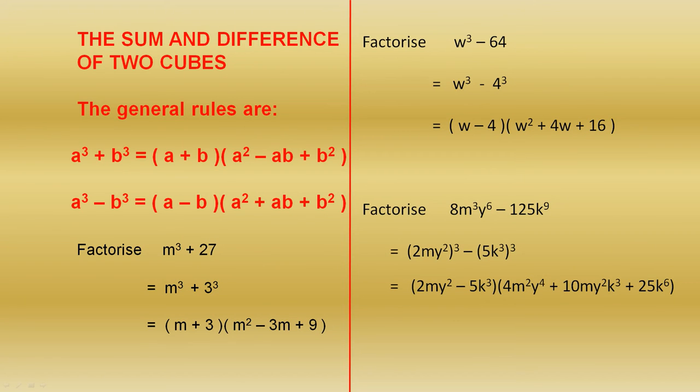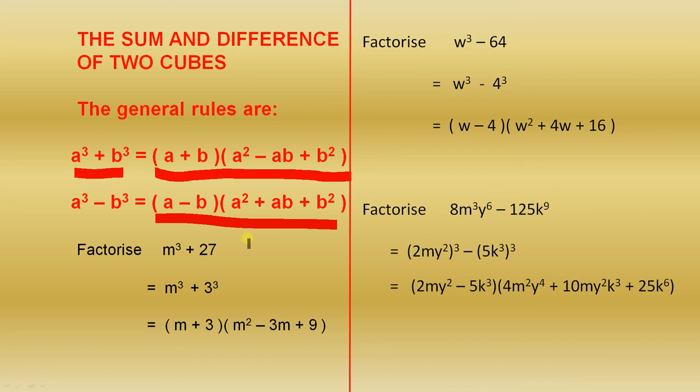Now, we have a tricky situation here where we have the sum and difference of two cubes. It's not a very common thing, but if you remember the general rules, it is reasonably straightforward. So if you have a cubed plus b cubed and you are asked to factorise that, this is the answer. So you just follow this rule here when you are ever asked to factorise a cubed plus b cubed. If you're asked to factorise a cubed minus b cubed, just follow that rule there. Let's look at some examples.